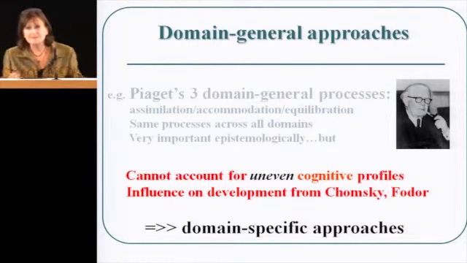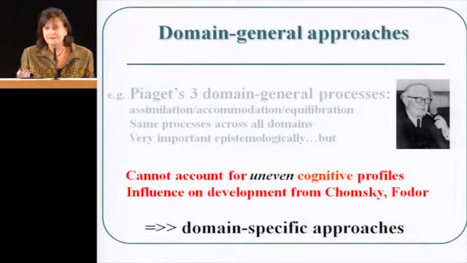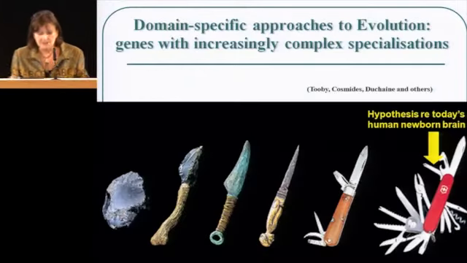Second, because of the big influence of Chomsky in the 60s, 70s, Fodor in the 80s, many developmental psychologists outside Geneva, at least, some inside as well, decided that the domain general view was not a correct one, and they opted for a domain-specific view. And we see that across many domains. I'll show it to you as an example in evolution, in neuropsychological patients as adults, and in developmental approaches.